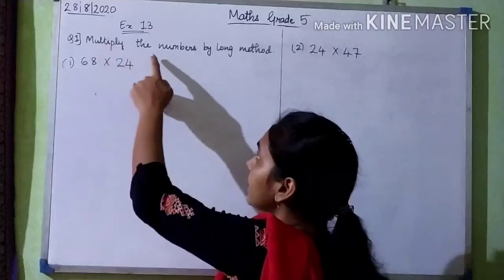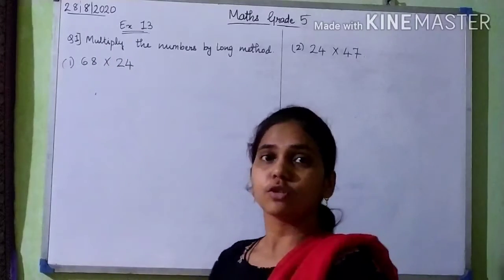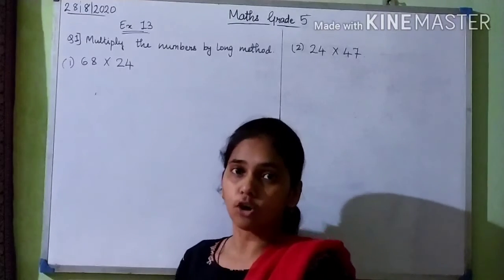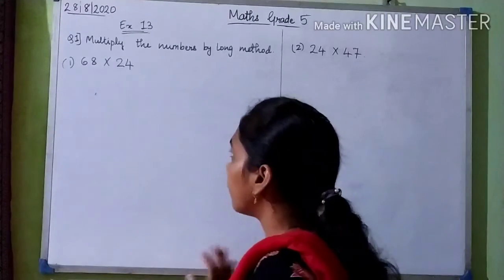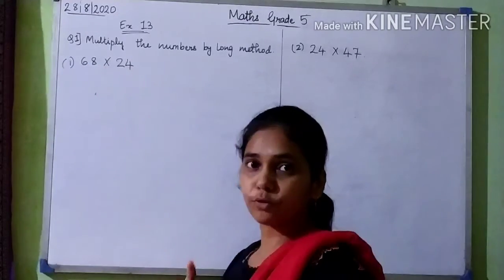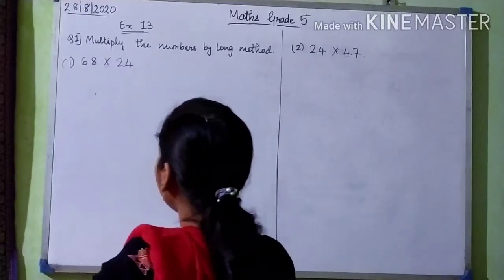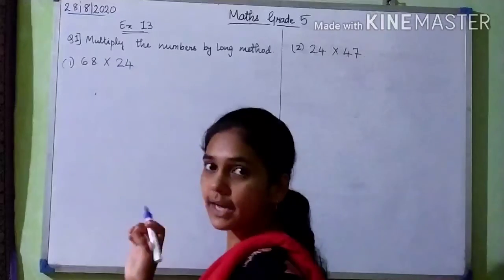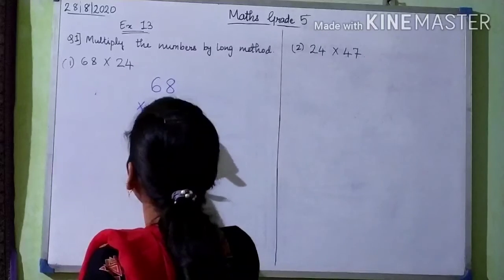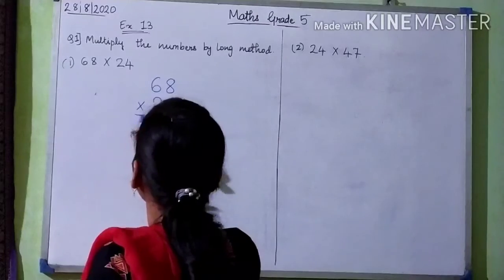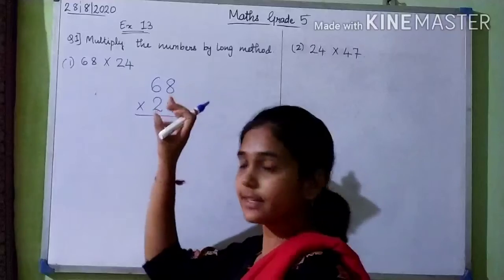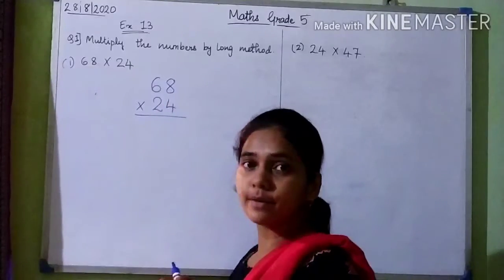So the question is multiply the numbers by long method. The method which we are going to study today of multiplication is known as the long method. Let's see how to do the multiplication. The first question is 68 is multiplied by 24. I write the numbers which I have to multiply as 68 multiplied by 24. Here the numbers were written horizontally, sideways, right? And now here I have written them vertically.